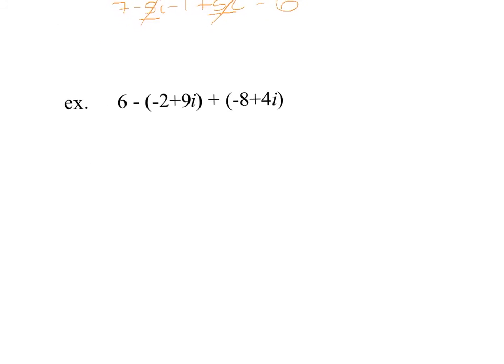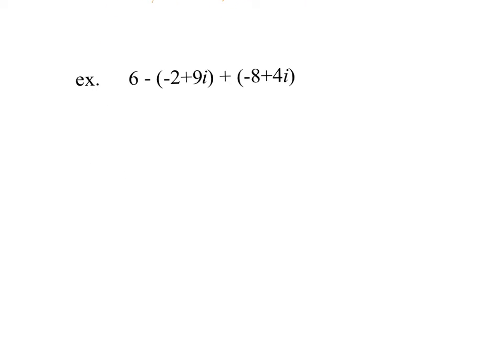And on our last problem here, I have a 6, and then I have a minus, that needs to be distributed. So I get plus 2 minus 9i. And then that plus doesn't do anything, so I can just write down the next one. That plus, even if I distribute it, wouldn't change anything. Now I look at combining my like terms. I have 6 plus 2, that's 8, and then minus 8 is 0. So these all actually cancel out.